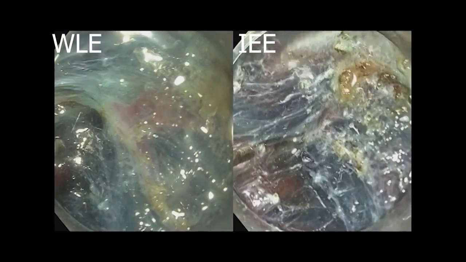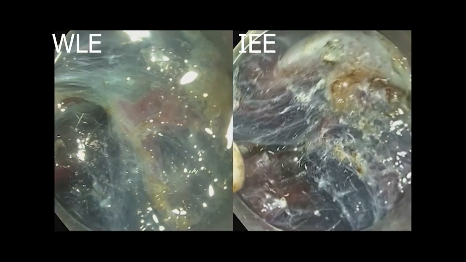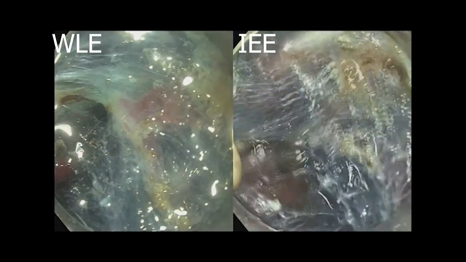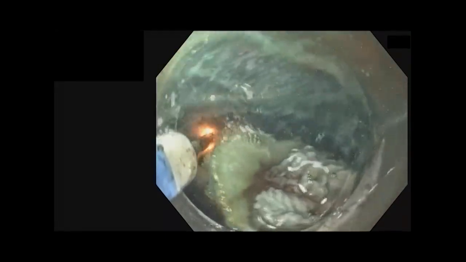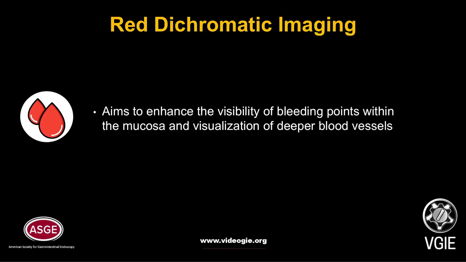In this video of ESD of a colonic lesion, we see a side-by-side comparison between white light and texture and color enhanced imaging. The added contrast and texture enhancement improved the distinction between submucosal fibers, intervening vasculature, and muscle fibers, facilitating a more precise dissection.